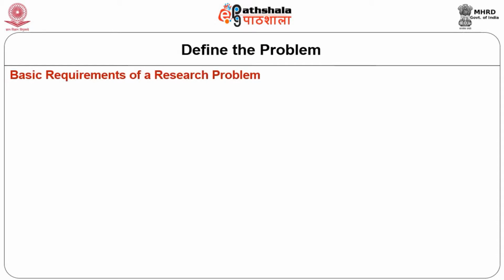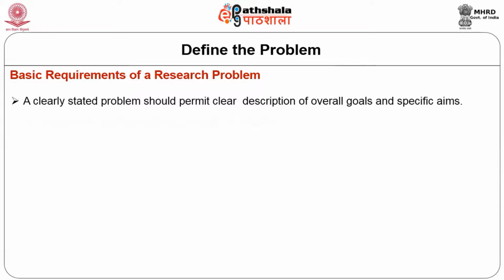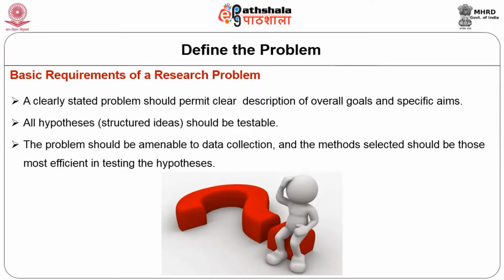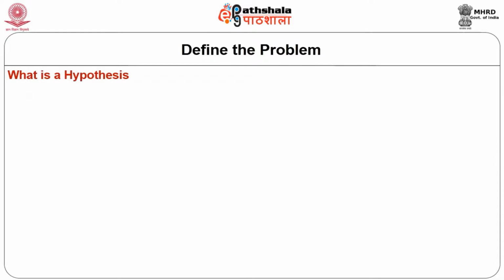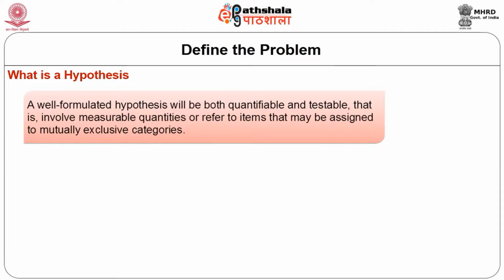Coming one by one, you have to define a problem. That means you have to clearly state the problem, which should permit a clear description of overall goals and specific aims. Therefore, we have to have a hypothesis to prove or disprove your research problem. What is a hypothesis? A well-formulated hypothesis will be both quantifiable and testable. That is, it involves measurable quantities or refers to items that may be assigned to mutually exclusive categories.